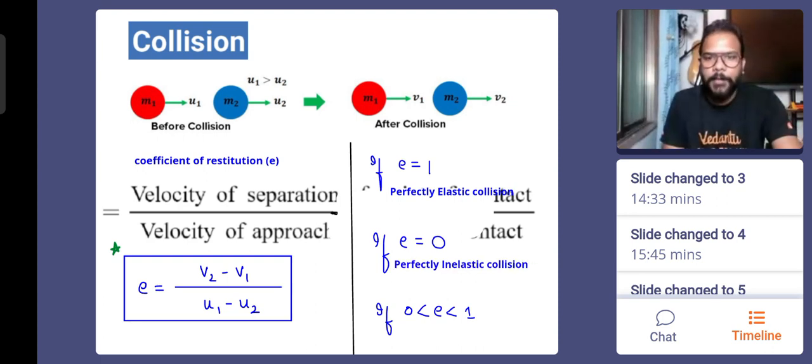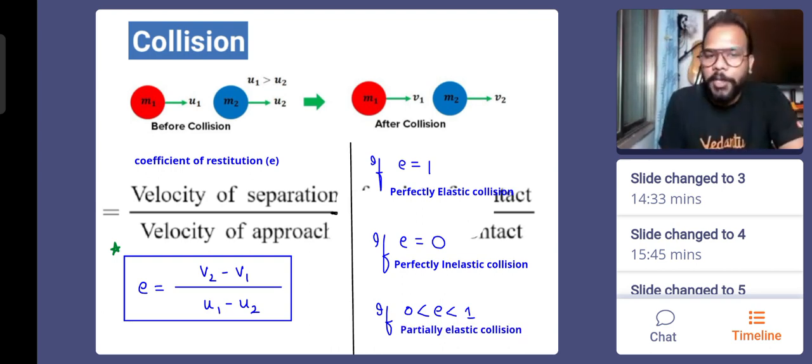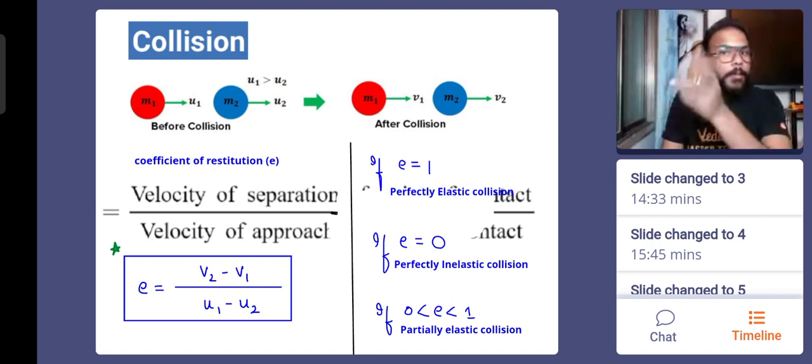Perfectly inelastic collision if E is equal to 0, and last is partially elastic collision. This is mathematically what will help us understand what type of collision is being spoken of in a given question. What is velocity of separation? What is velocity of approach? This is something coming from relative motion.